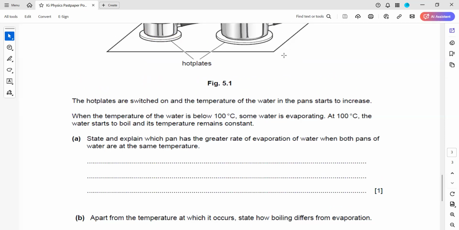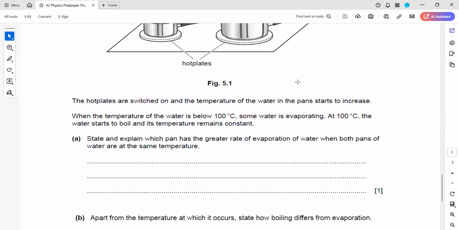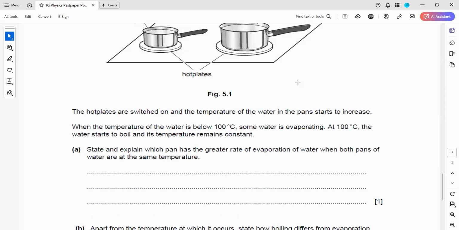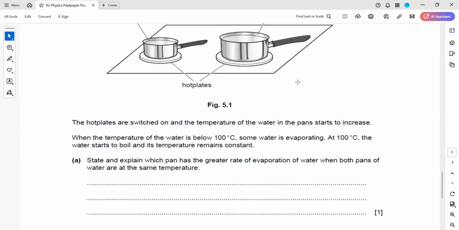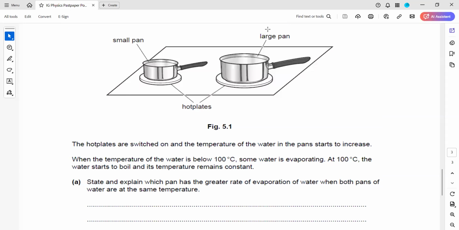State and explain which pan has a greater rate of evaporation when both pans are at the same temperature. Both pans of water are at the same temperature. So which one will have a greater rate of evaporation? Large one. Large pan. Why will the large pan have a greater rate of evaporation? Because more large surface. Good. Because it will have a large surface area, that's why the greater rate of evaporation.